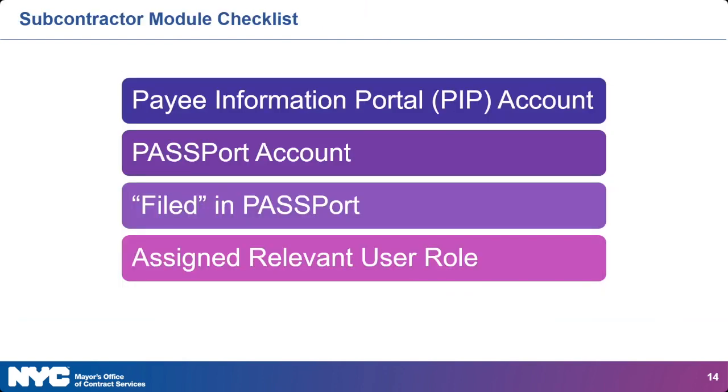To utilize the features within Passport's subcontractor module, prime vendors, Tier 1 subcontractors, and Tier 2 subcontractors should check that they have a PIP account, have a Passport account, are filed in Passport, and are assigned the correct user role. We'll talk about those next.